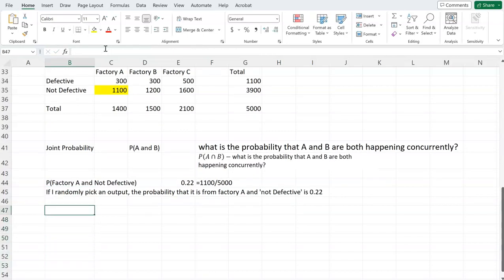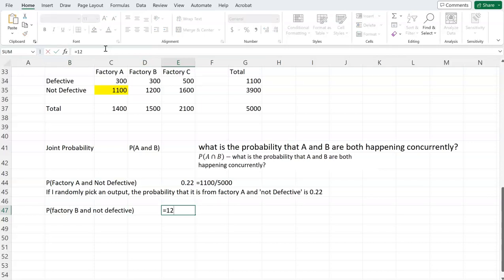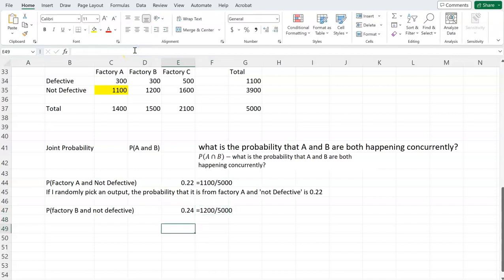Now I can do the same thing for factory B. If I say the probability that something was made in factory B and not defective, then the number is 1200 divided by 5,000, which comes out to be 0.24. And then the same thing for factory C. That would be equal to 1600 divided by 5,000, which comes out to be 0.32.